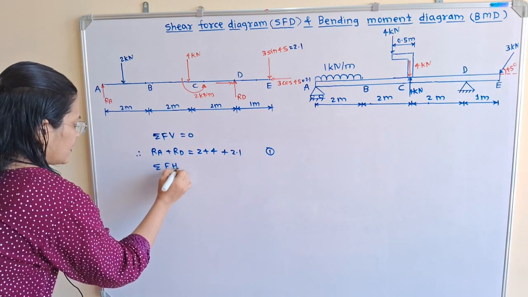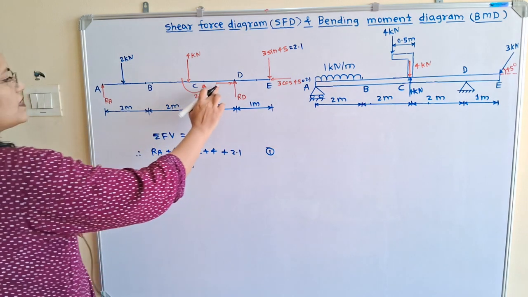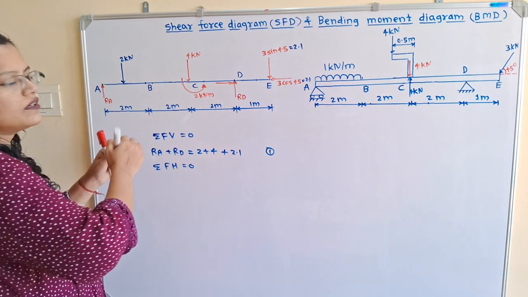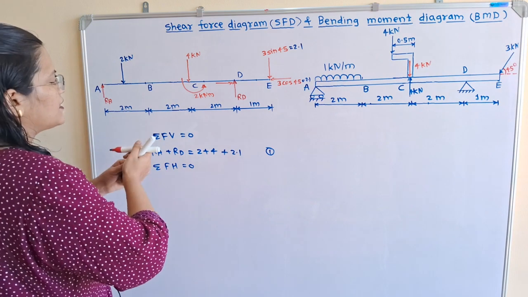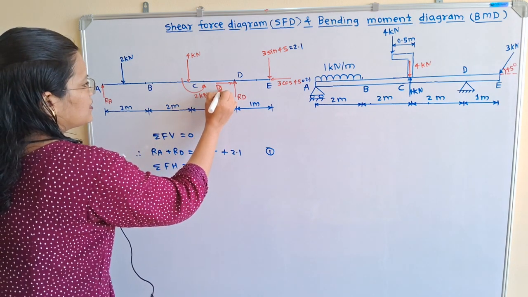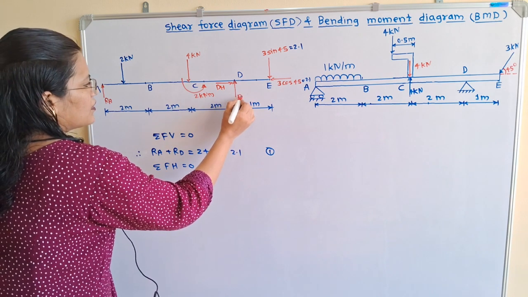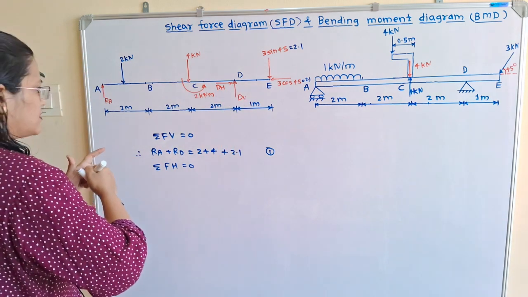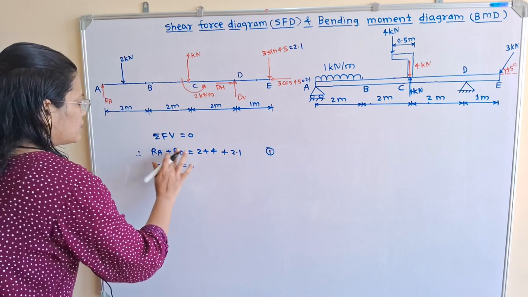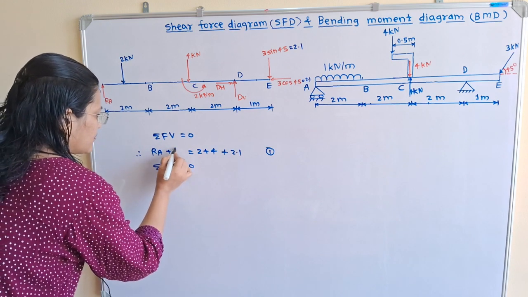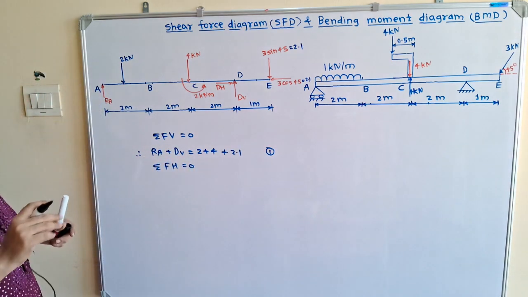Summation of FH is equal to 0. So this is the horizontal component at point D. We will say that its notation is DH, and here the notation is DV. I will write here instead of RD, this notation DV, that is the vertical component at point D.